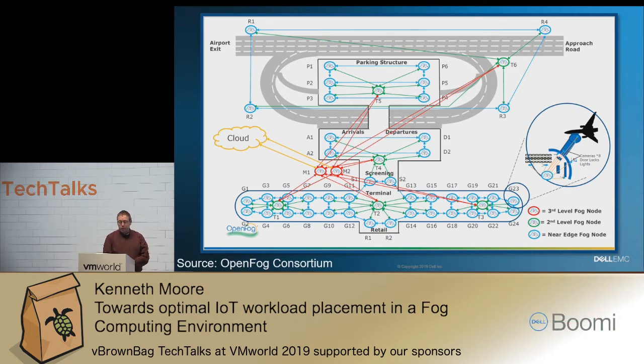Here's an example, again courtesy of the Open Fog Consortium, of where we would implement such a system. In this system, you can see the levels of abstraction. At all the terminals, at the arrivals, at the parking, at security, we have near edge fog nodes. We also have second level fog edge nodes, which pass information between the different sections of the airport. And then if we need to pass data outside the airport to other areas, we have the cloud environment.